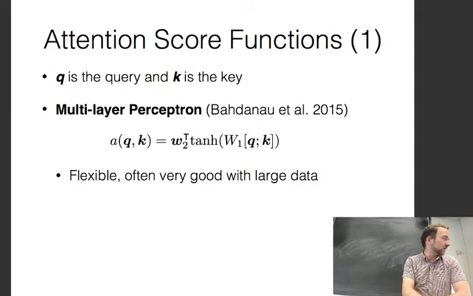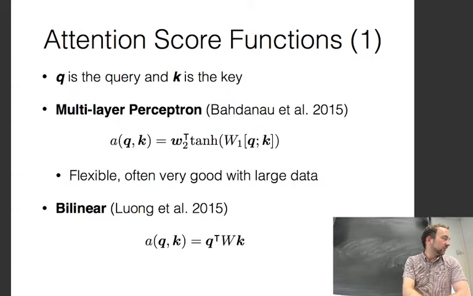The second one is bilinear. Basically the idea here is we multiply K by a weight matrix and take the dot product with Q. This has been proposed, and some people have used this before, but I don't see this being used widely in sequence-to-sequence models, and I myself have not gotten as good results with this as with others.